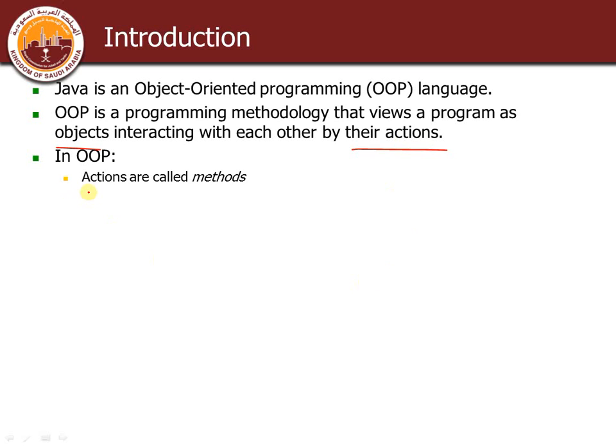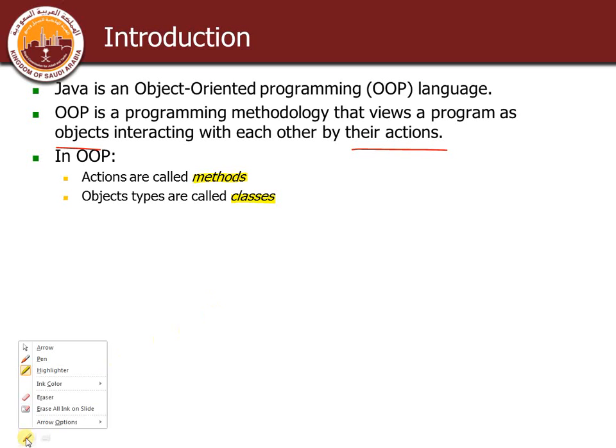The actions are called, and you have to memorize that, methods. And the characteristics are called instance variables. I'm going to talk about it. And the object types are called classes. So the types of those objects are called classes.